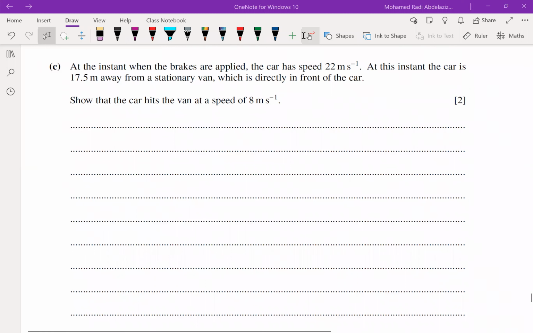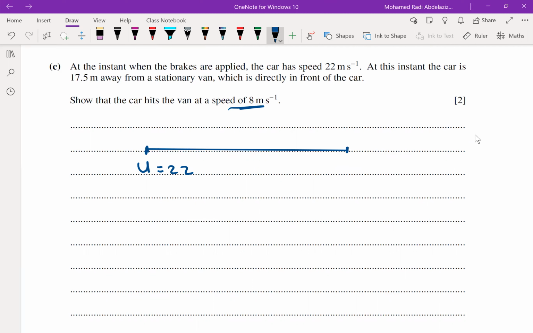In part C, at the instant when the brakes are applied, the car has speed 22. At the same instant, the car is 17.5 meters away from the stationary van, which is directly in front of the car. Show that the car hits the van with speed 8. Now, initial velocity is 22. The displacement is 17.5, this is s. And the acceleration is equal to negative 12. So we need to get the final velocity.